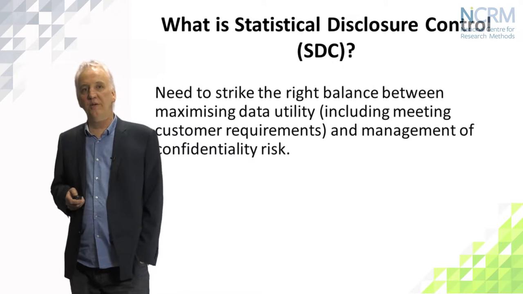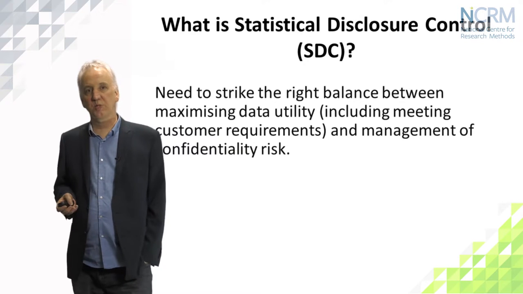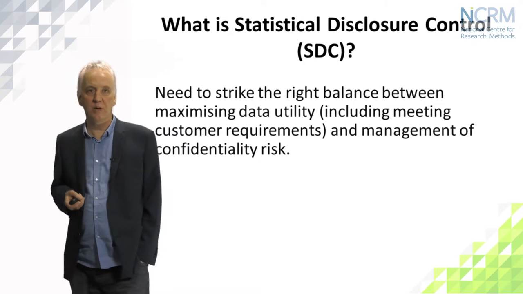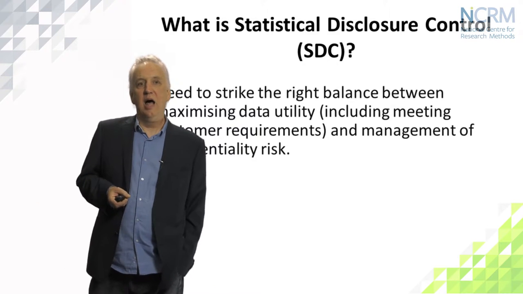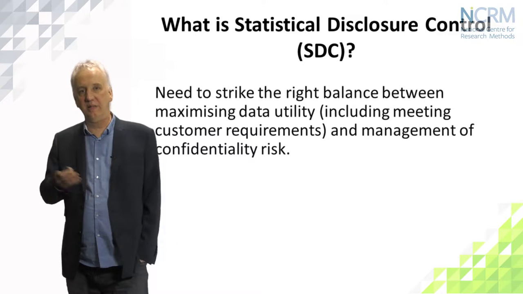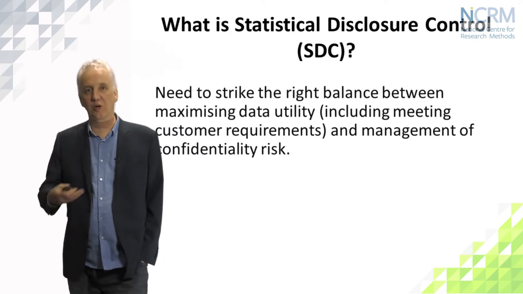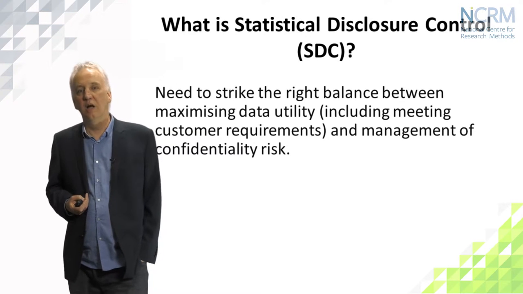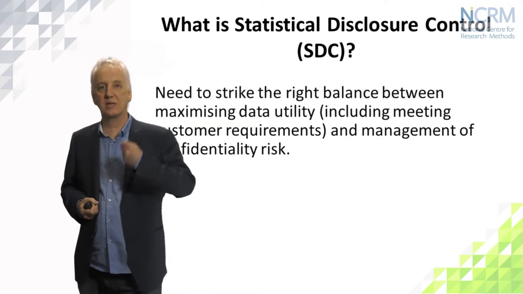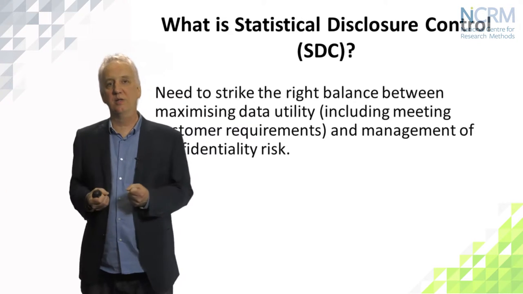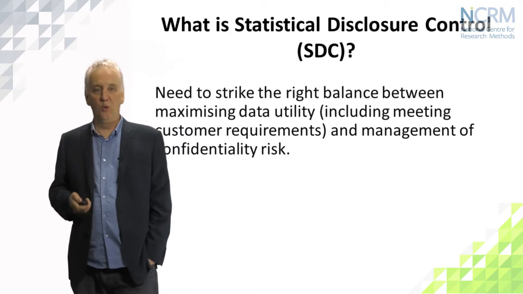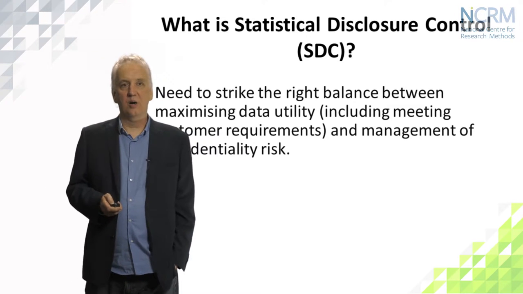Now, there's an important need to strike a balance between maximising the utility of the data, including meeting customer requirements, and management of confidentiality risk. Thinking about these two things together, so constraint satisfaction situation, two competing constraints, one where you want to maximise the data, one where you want to minimise it. Thinking how to optimise those is an important part of disclosure control.